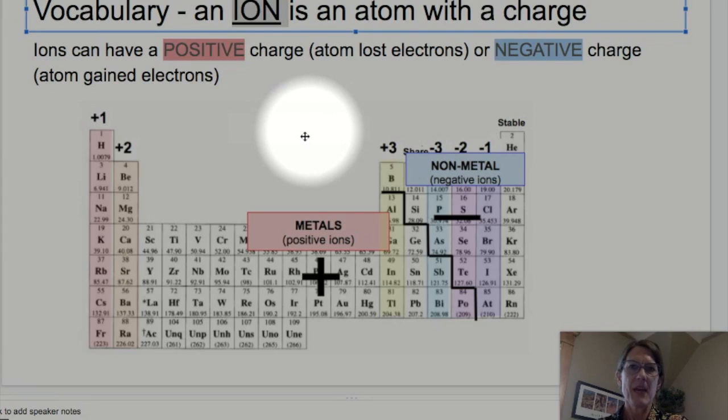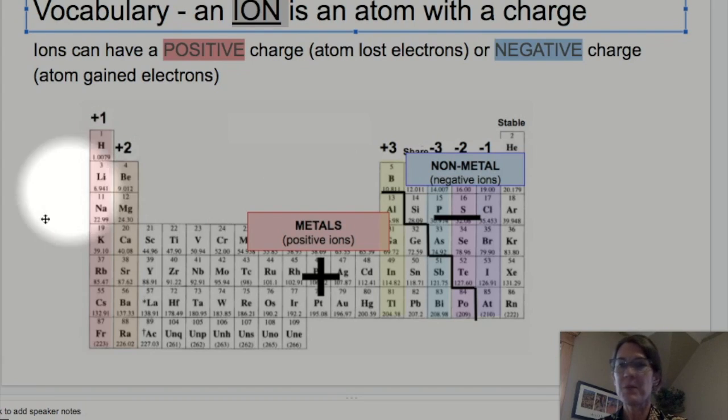But let's remind then, when an atom loses electrons, it gives them away, and then it will become positive. So losing is positive, and gaining is negative. I'm going to ask you to pause the video and just do that a few times. Losing is positive, gaining is negative. You try it. All right, I hope you did that.